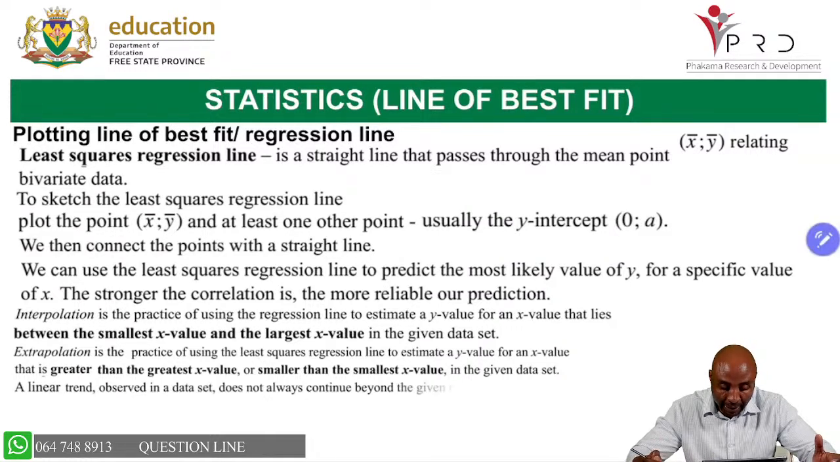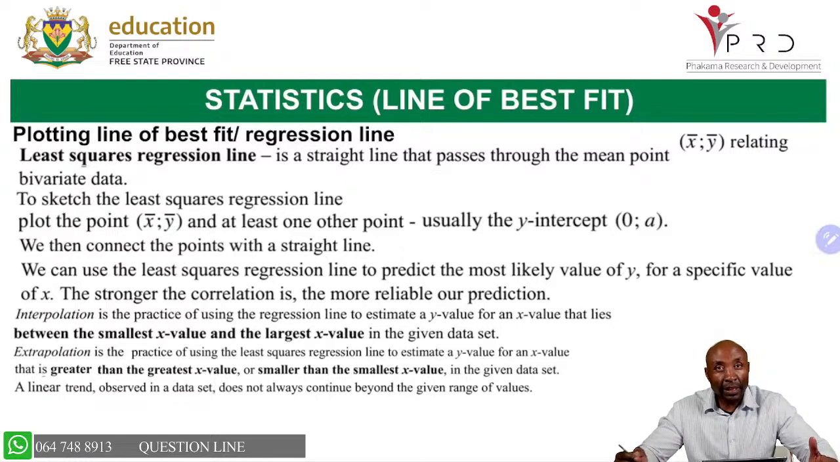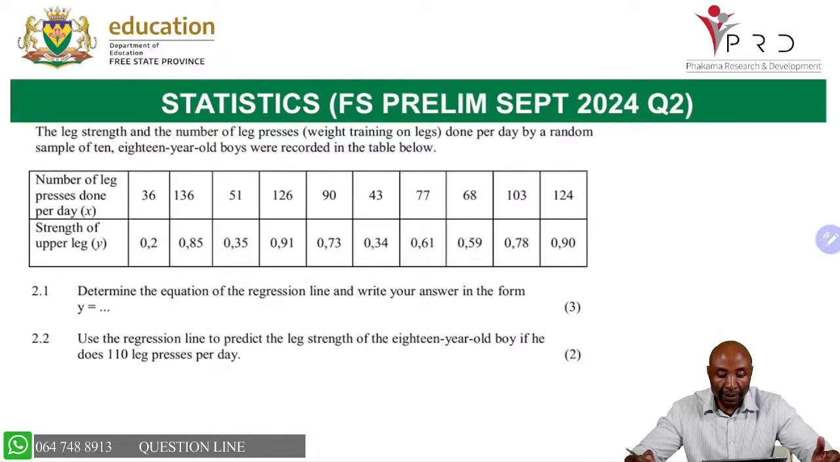But we are saying this should not continue beyond the interval, the smallest and the greatest x values, because beyond the range of values, it cannot be trusted. Now, this is the question that you wrote. I will not waste time because I know you have done corrections for this, so I will just go over it with you together.